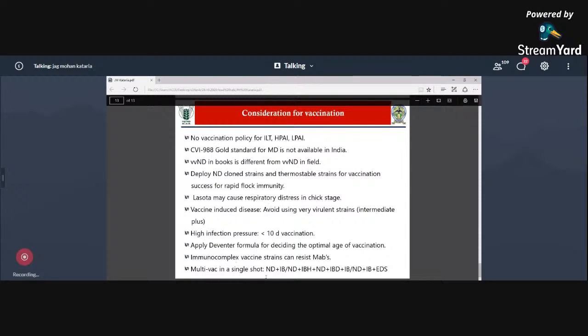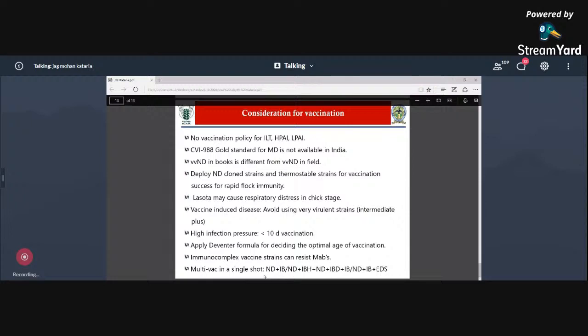Now we don't vaccinate for LPAI, low pathogenic avian influenza, because any influenza is continuously mutating and changing. So we use some strain, and it may cause problems after some time, it may not protect. As I said, for the MD vaccine, we are not using the Rispens strain. I also feel it is not required.